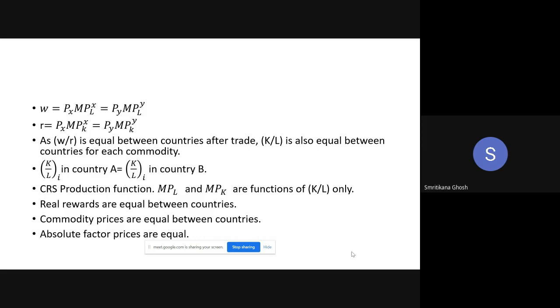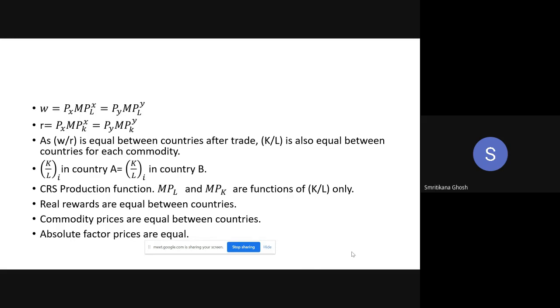Prices are same, wages are same, everything is same. So yes, we are considering a global country, a global economy. It will be just like a single country. There will be no difference in terms of prices of the commodity, in terms of wage rental values. So in that sense, it's just like a single country.